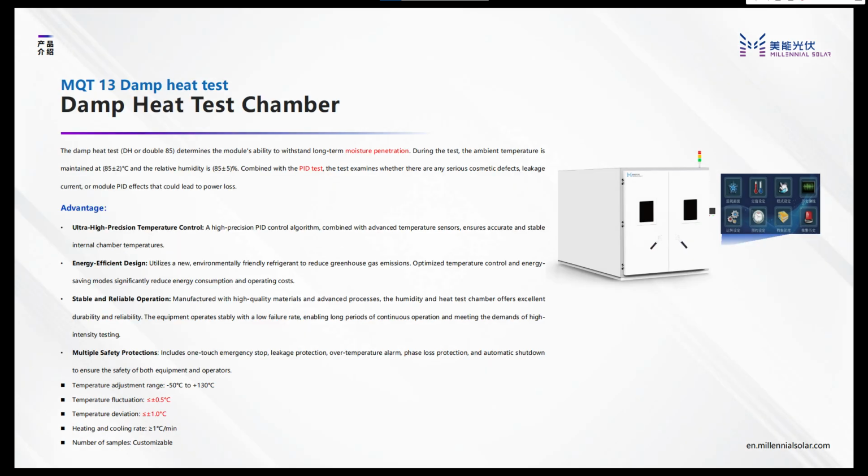So the last environmental chamber is our damp heat test chamber. With this chamber, it can do the MQT13 damp heat test. The damp heat test is basically to verify and determine the module's ability to withstand long-term moisture penetration. And in this chamber you can also do another test, the PID test. You just have to connect it to our PID power supply, and then you can perform the PID test within the same chamber.